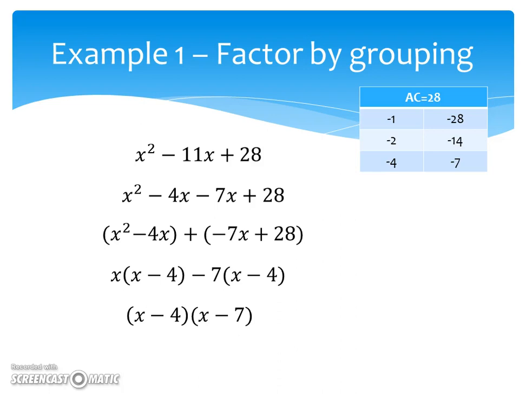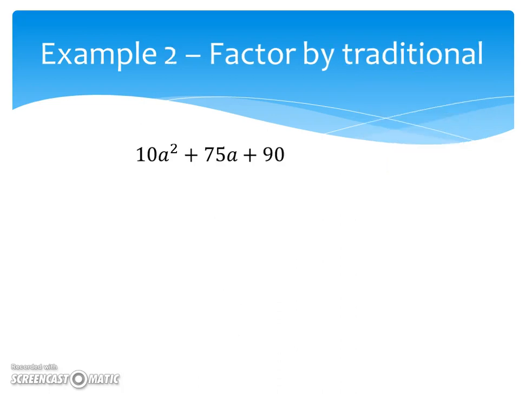And that method works as long as it's factorable. The other method we're going to show you is factor by guess and check. First thing always is to find the GCF. And the GCF here is 5, so we're going to factor out a 5 first. Now, part of guessing and checking is you have to break down your first and last term inside the group.